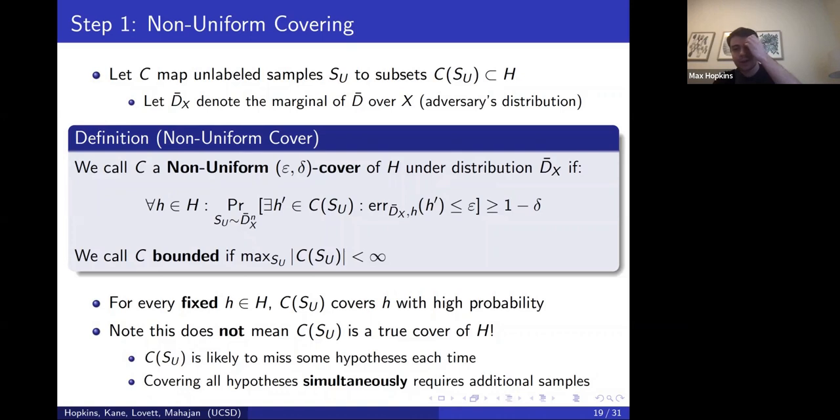Okay, I'm going to pause briefly and ask, are there questions on this definition? Because this is probably the most complicated thing we'll have to cover in the talk.